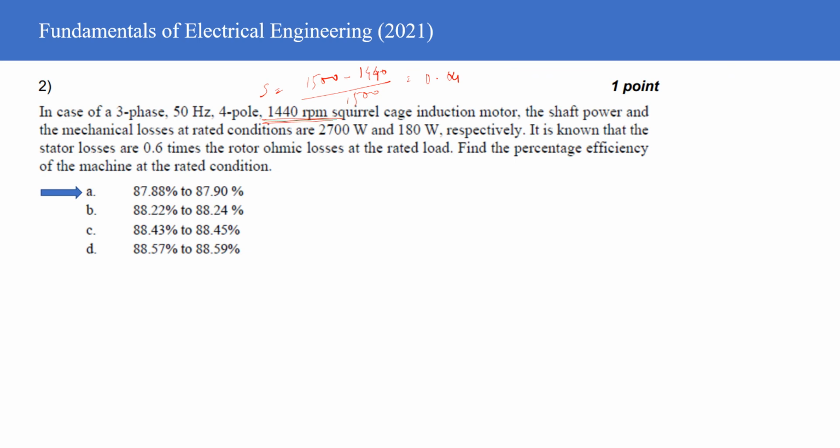Now the shaft power and the mechanical loss. The thing is that you have your stator input, the power input to the stator, and then you have your stator losses. Then you have your PG, that is your air gap power, and then you have your rotor losses plus mechanical losses, and then you have your shaft power.